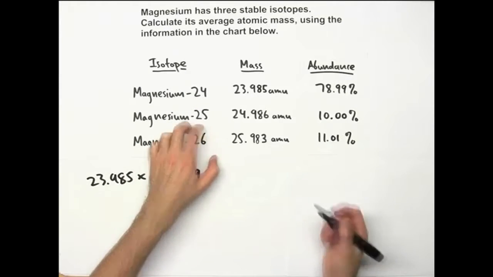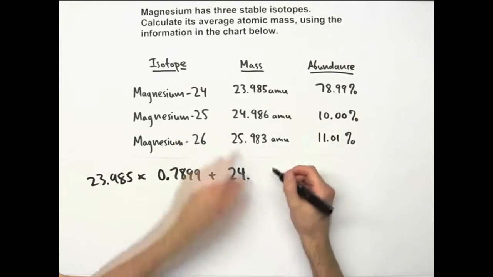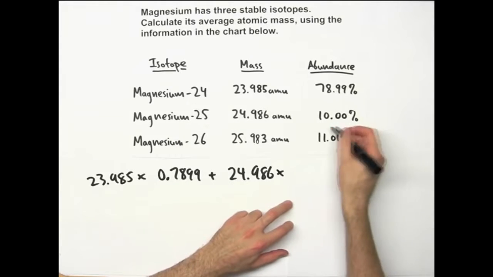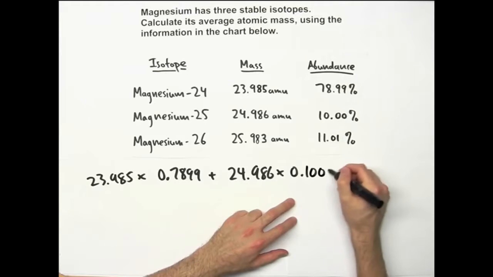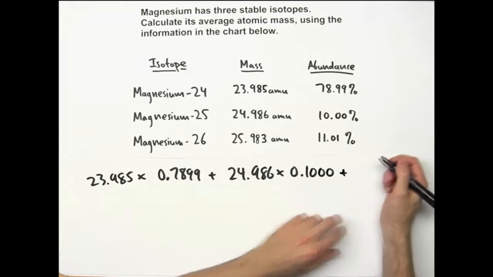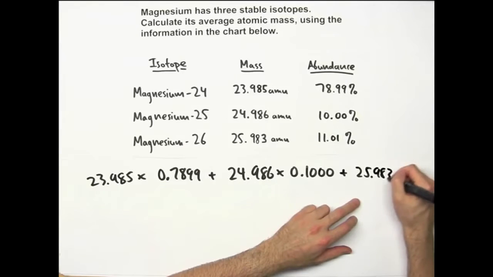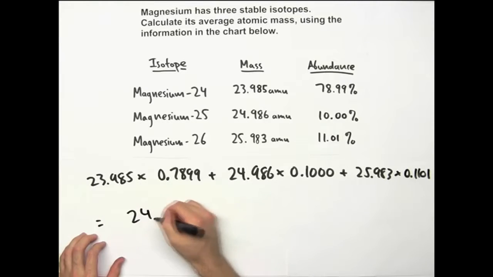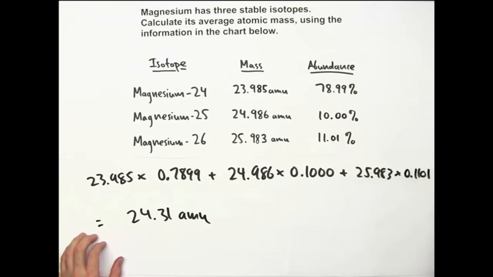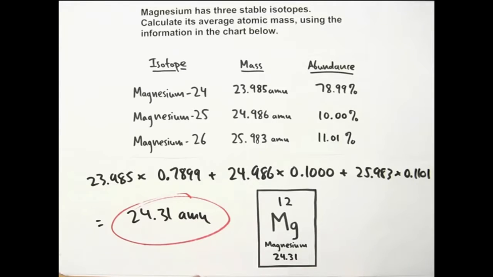Now we're going to go on to magnesium-25, take its mass, 24.986, multiply that by its abundance as a decimal, so 0.1000, okay? And then finally, magnesium-26, 25.983 times 0.1101. I fit it all on one line. So we're going to do this math, and we're going to end up with 24.31 AMU is the average atomic mass, and you can check yourself by looking it up on the periodic table, and you find that the reported atomic mass is the same as what we calculated here.